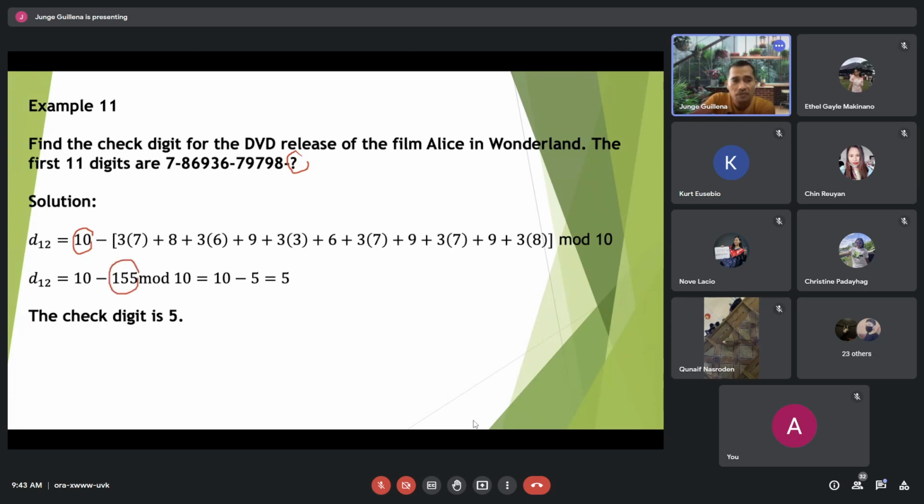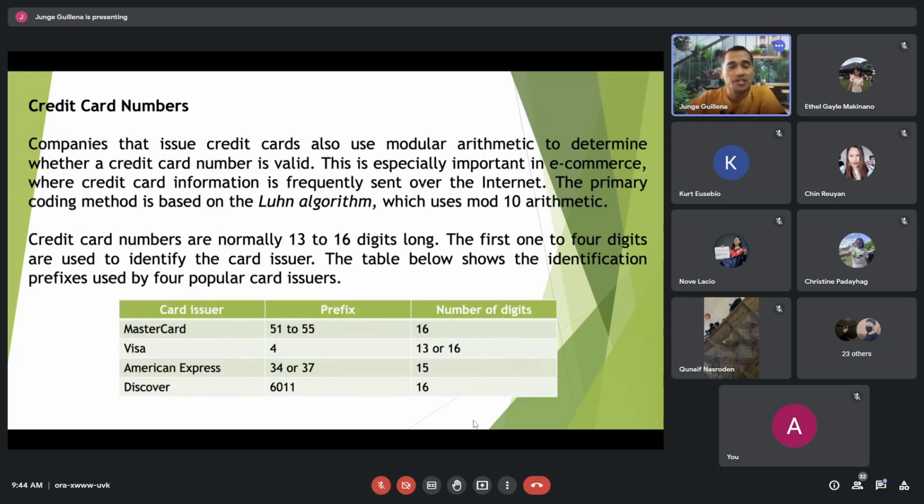It is not 10 minus 155. First, you take the remainder of this. So 155 divided by 10 leaves a remainder of 5. Then you subtract that from 10, so 10 minus 5 is equal to 5. So the check digit here is equal to 5. Okay, any questions? No. Okay, so let us proceed to credit card numbers.